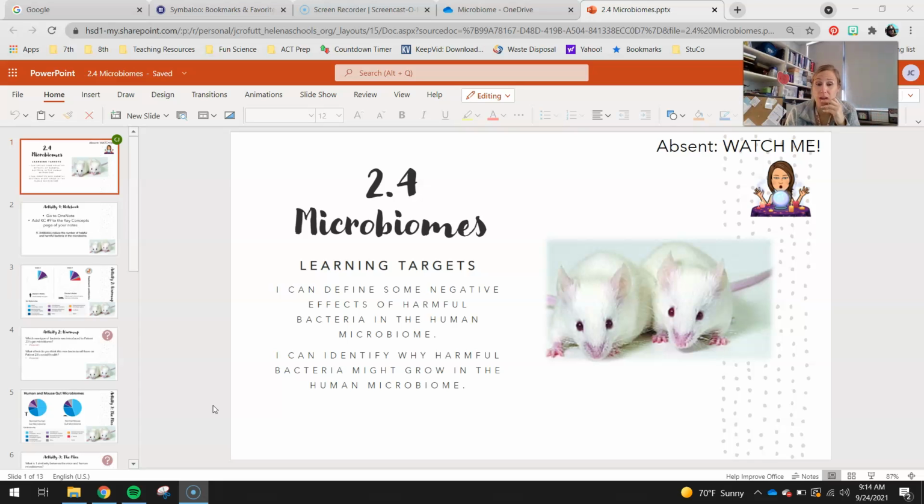sound fairly familiar to you guys, and then the other one being C. difficile, which isn't necessarily a common bacteria that everyone should have heard before, but we have talked about it in class. It was one of the cards that you guys sorted out as far as looking at things that are microscopic. Okay, so we're going to learn a little bit about them, and then I can identify why harmful bacteria might grow in the human microbiome.